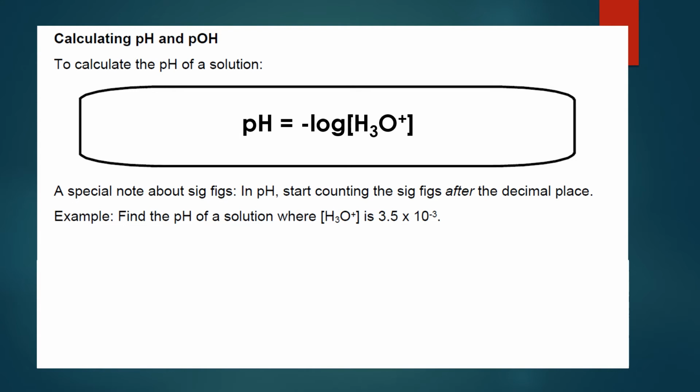So here's our example problem. Find the pH of a solution where the concentration of hydronium is 3.5 times 10 to the negative 3 moles per liter. We write down our formula, plug in the 3.5 times 10 to the negative 3 moles per liter, and when we enter that in our calculator, we get a pH of 2.46. You'll notice that we had 2 sig figs in the original question and 2 sig figs in the final answer there. The other thing that you'll note is there are no units associated with pH.